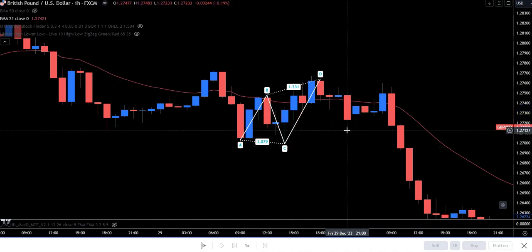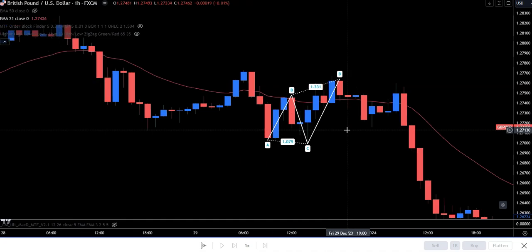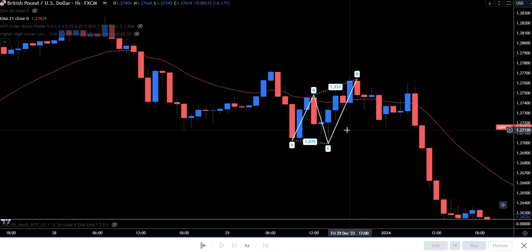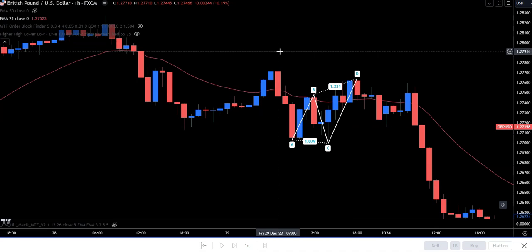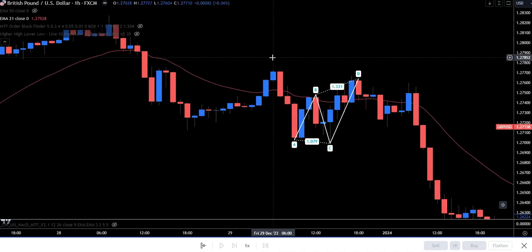So if it is not clear, let me know, guys. But this is why I'm using Fibo extension and Fibo retracement to calculate some movement on the slingshot and on the M and W pattern. I hope I'm helping someone that is struggling a little bit.